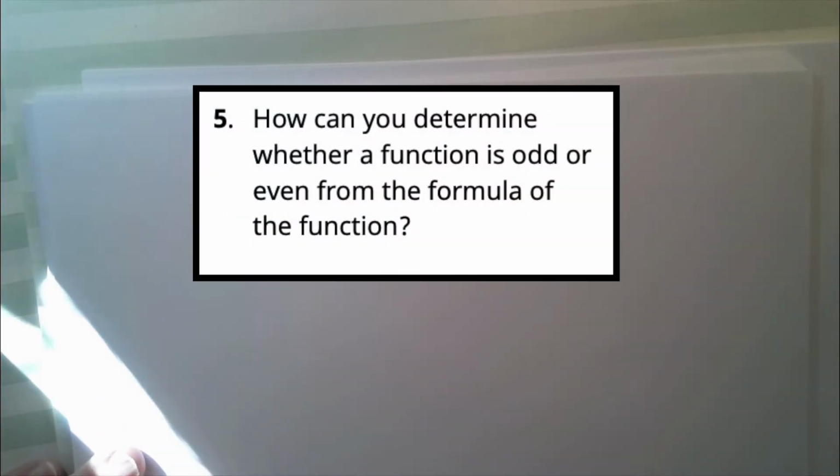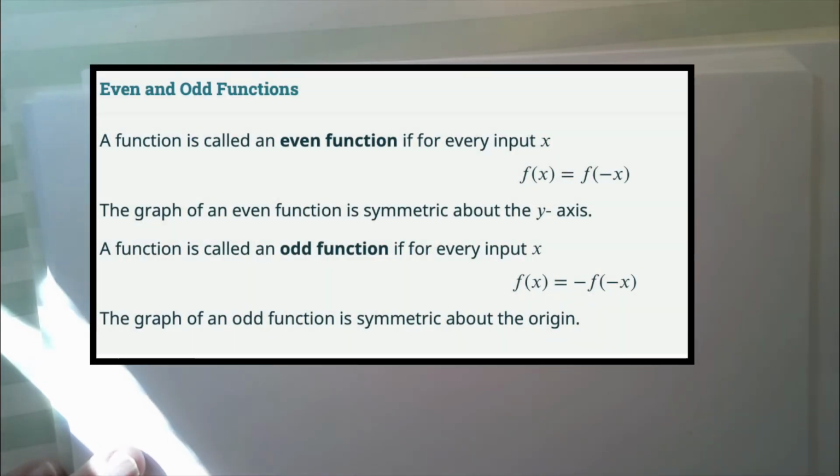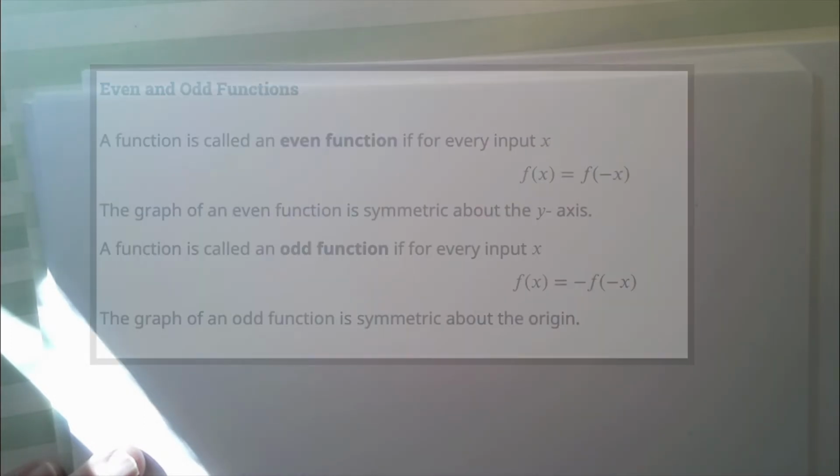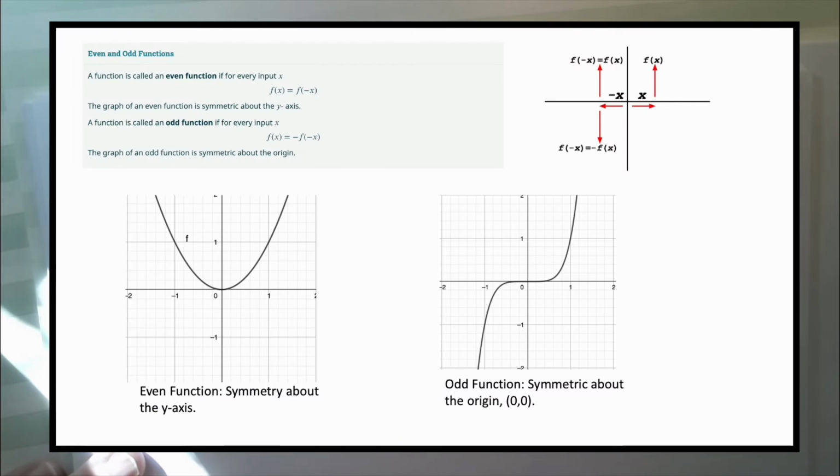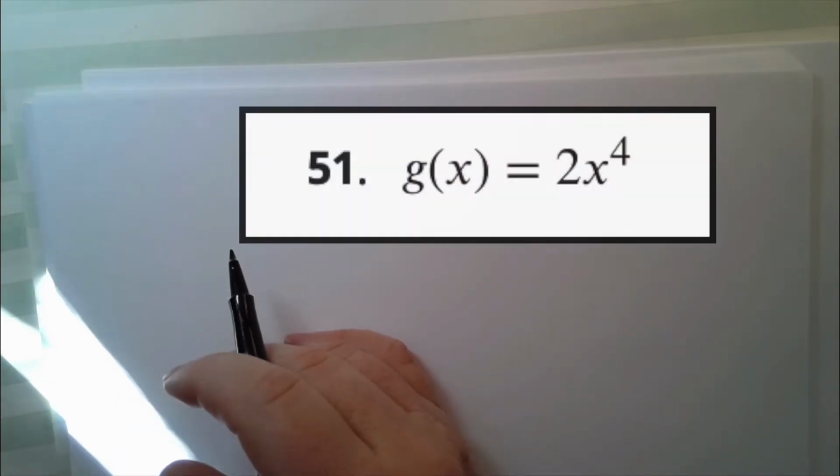How can you determine whether a function is odd or even from the formula of the function? Well, I guess we just have to look at the definition. If f of x is equal to f of minus x, then we know it's an even function. If f of x is equal to minus f of negative x, then we know that it's an odd function. So what does that mean? I think an example would be a good way to look at it.